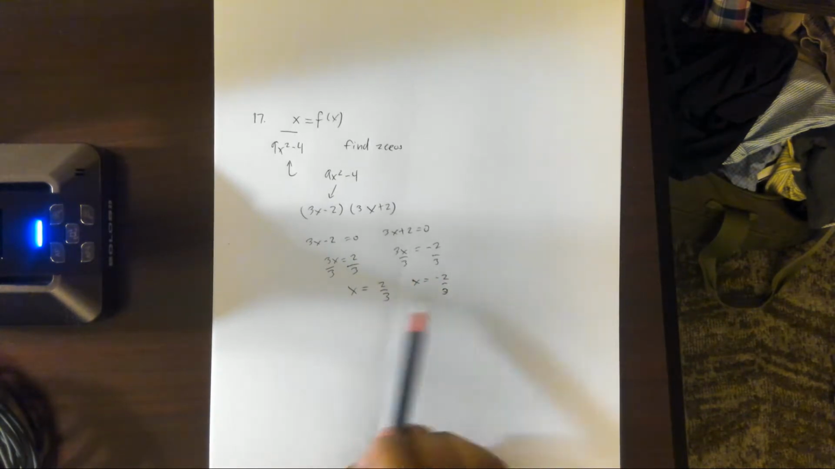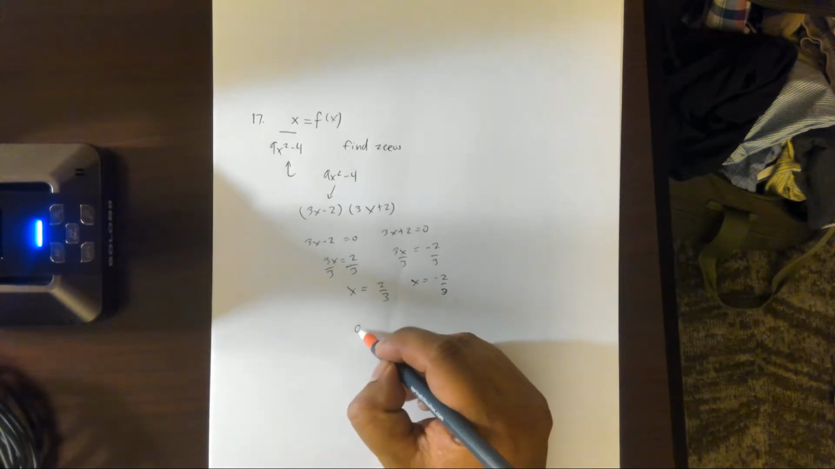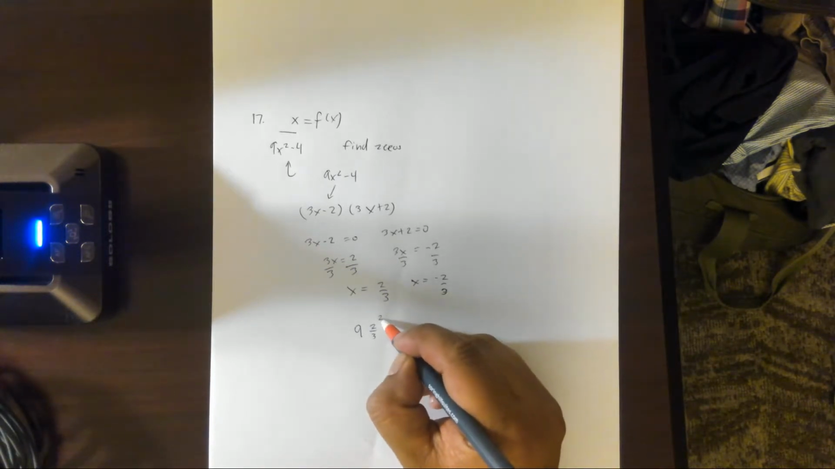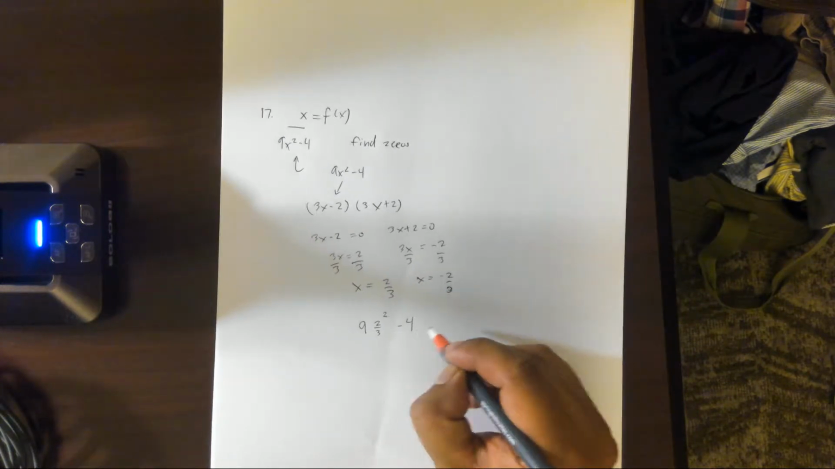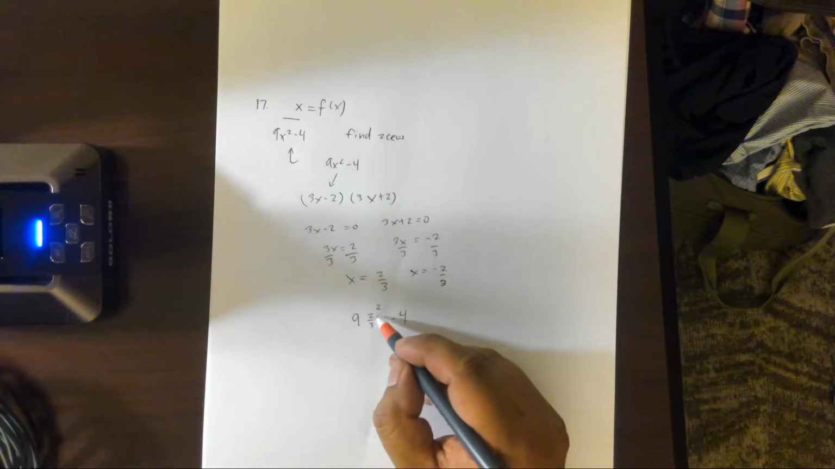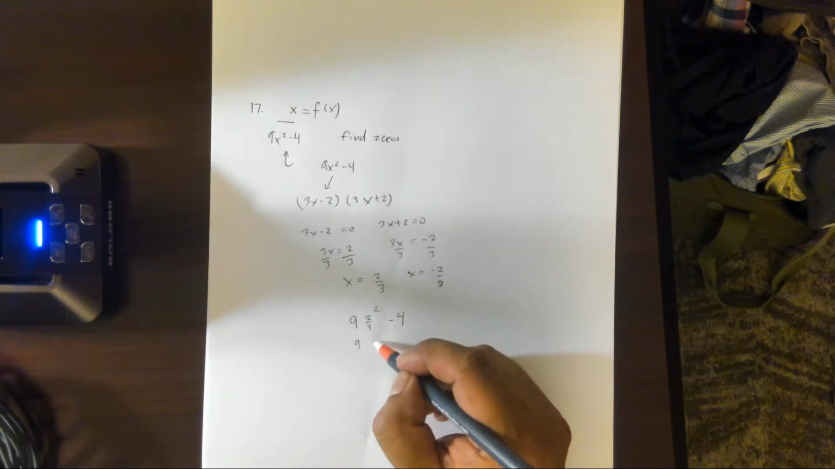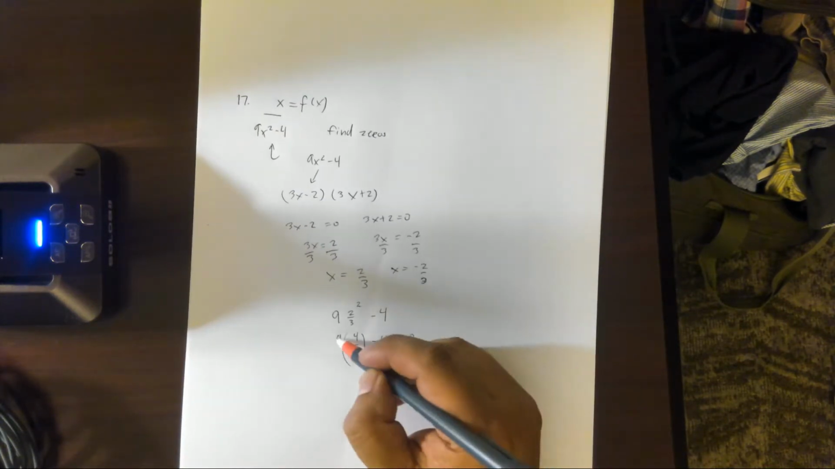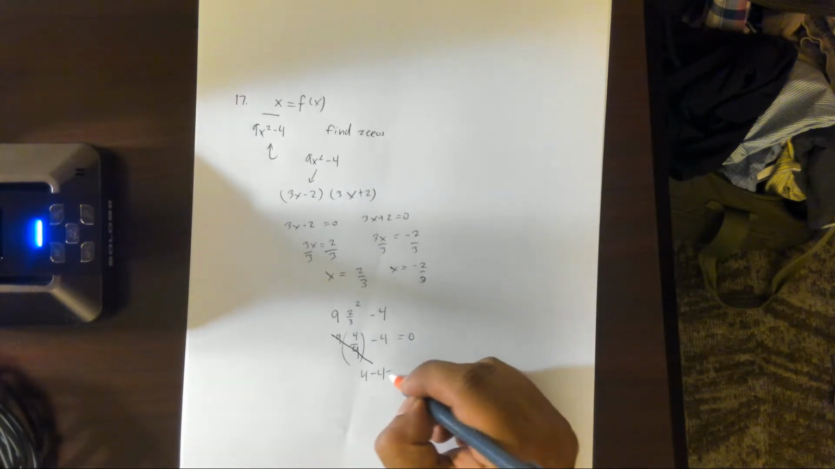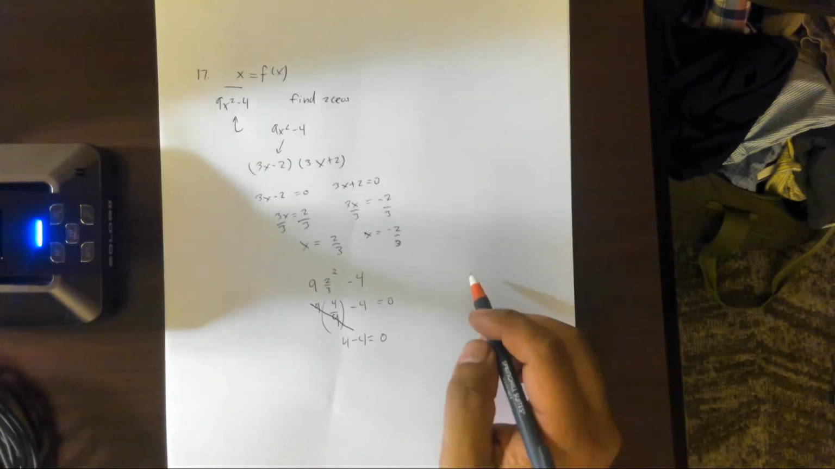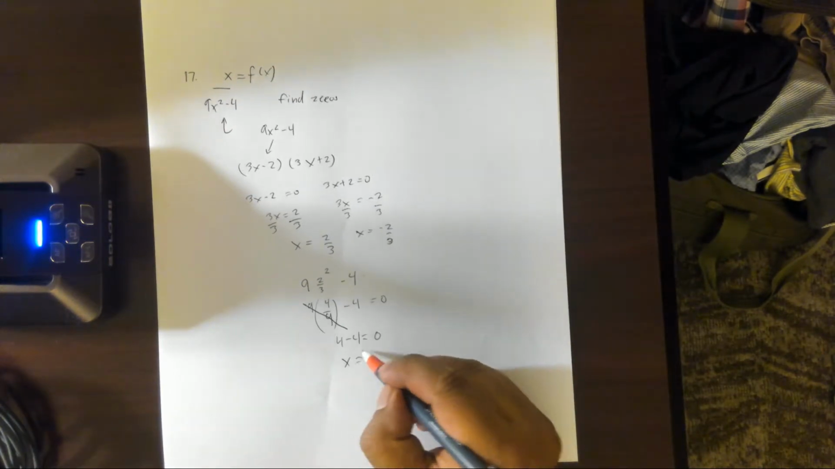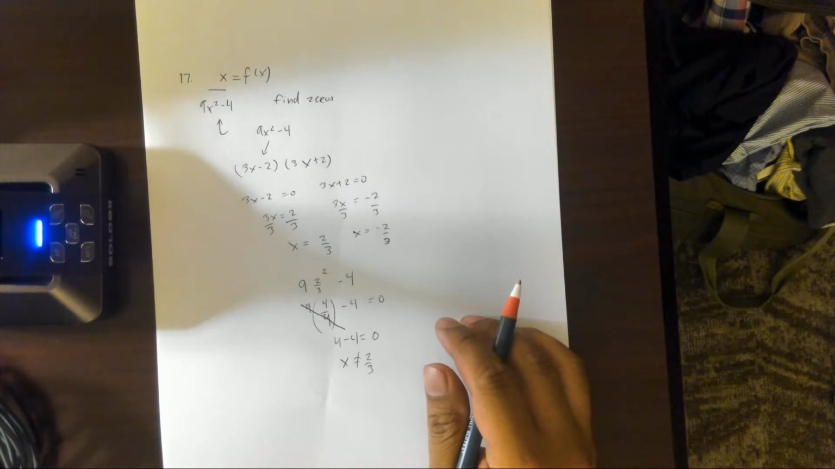Now if you plug these two numbers into the original equation, 9 times 2/3 squared minus 4, if you solve for that, 2 squared is 4, 3 squared is 9, so 9 times 4 ninths is 4, minus 4 equals 0. So x does not equal 2/3. And you have to check the other one.